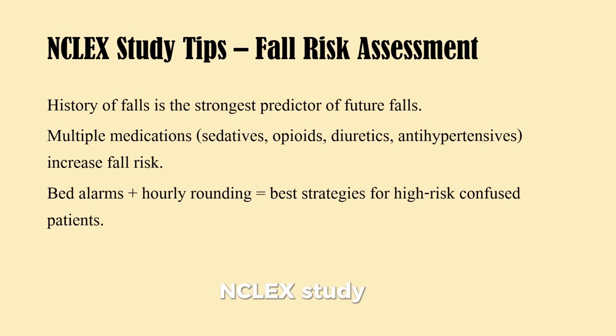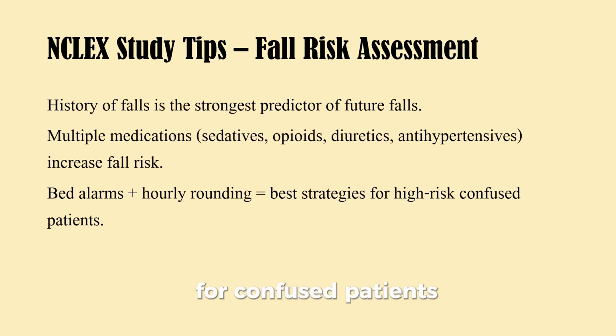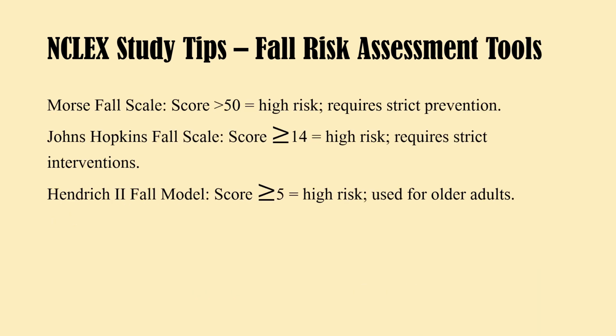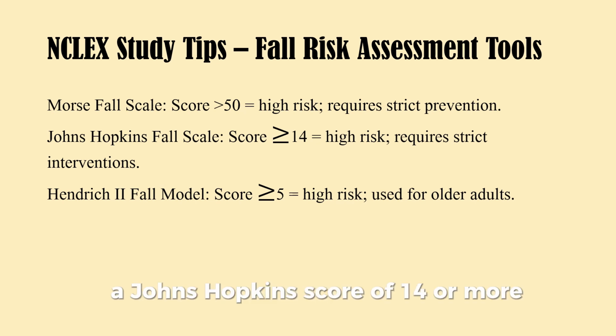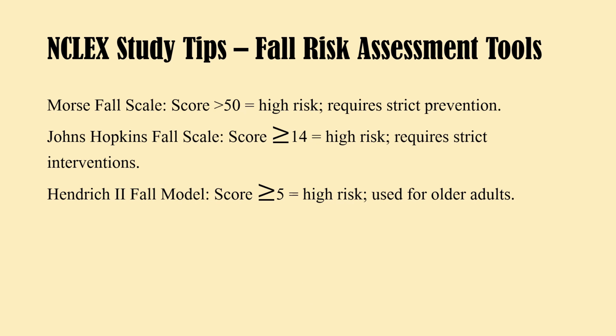NCLEX study tips. Fall risk assessment highlights that a documented history of falls is the strongest predictor of future falls. Multiple medications raise the risk, and combining bed alarms with frequent checks is vital for confused patients. NCLEX study tips. Fall risk assessment tools reinforces that a Morse score over 50, a Johns Hopkins score of 14 or more, and a Hendrich II score of 5 or above signify high fall risk.